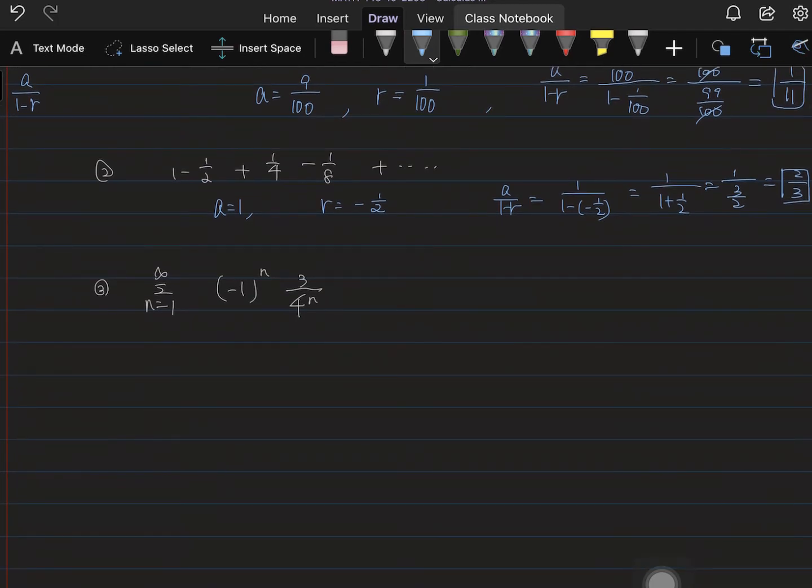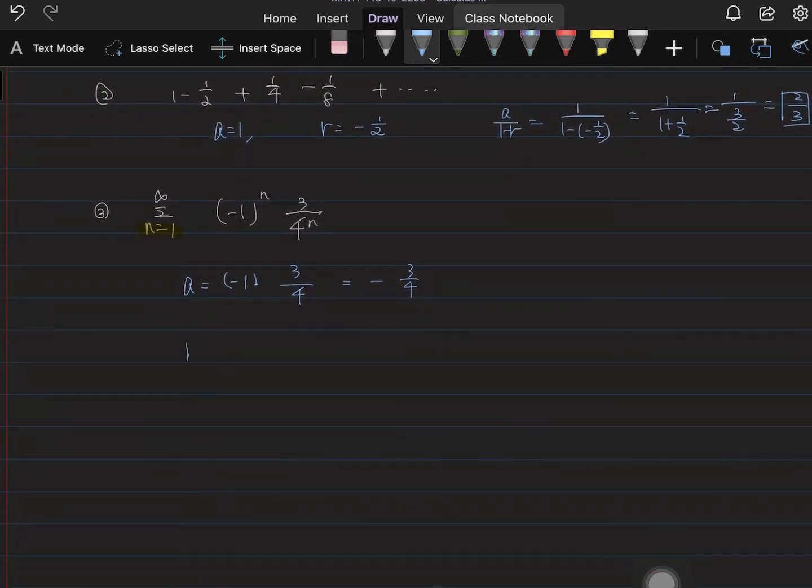The last one. The first term, a, we don't know, but we can find it. And be careful, this n starts from 1. So I plug in n equals 1, so it should be negative 1 times 3 over 4. So my first term is negative 3 over 4.